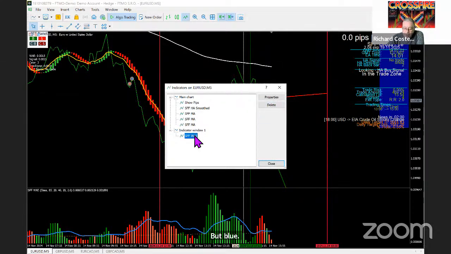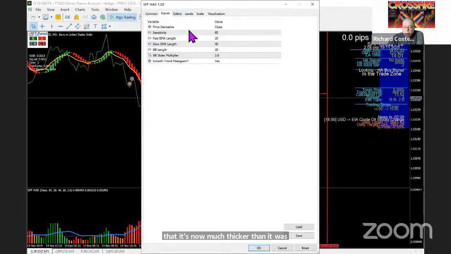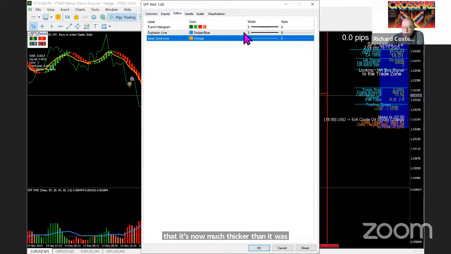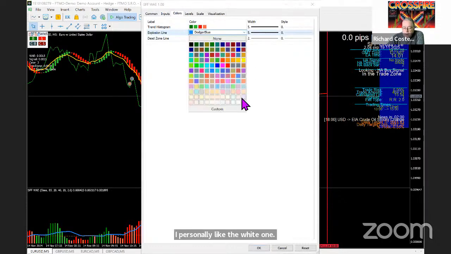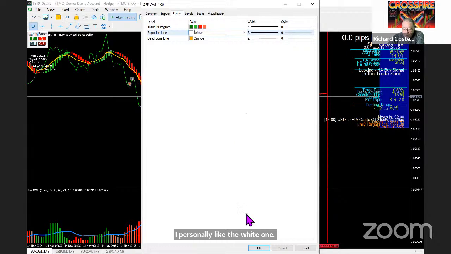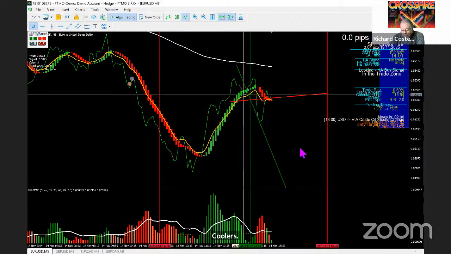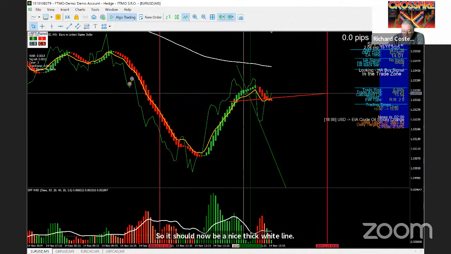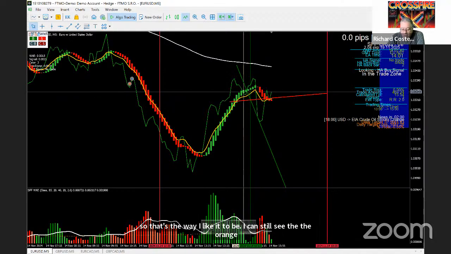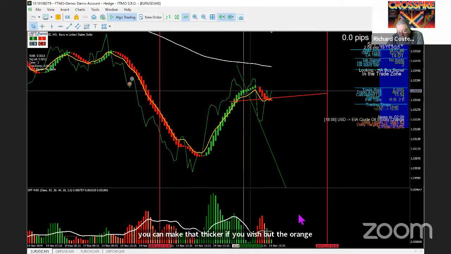I personally like the white one. Colors. So it should now be a nice thick white line. Okay, so that's the way I like it to be. I can still see the orange. You can make that thicker if you wish, but the orange is showing the dead zone. If everything's below the dead zone, you certainly don't want to get in.